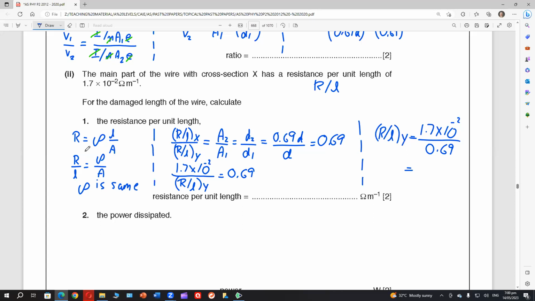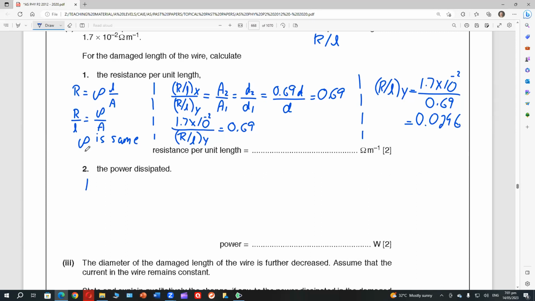Can you double check this 1.7 into 10 power minus 2 upon 0.69? I actually forgot to write it down. It is 0.0246. 0.0246. Yes. So R upon length.